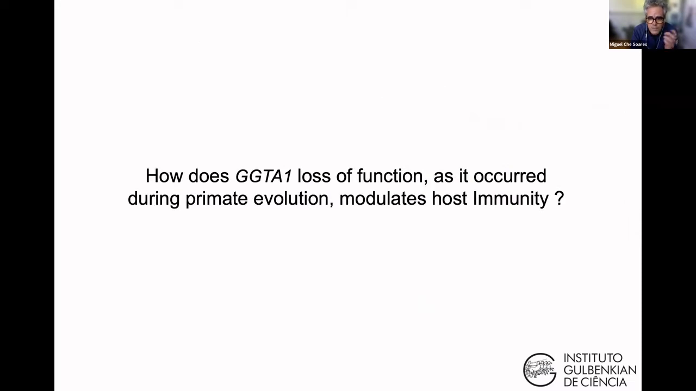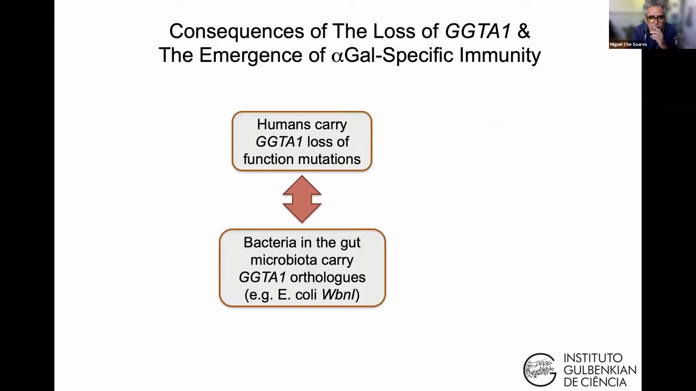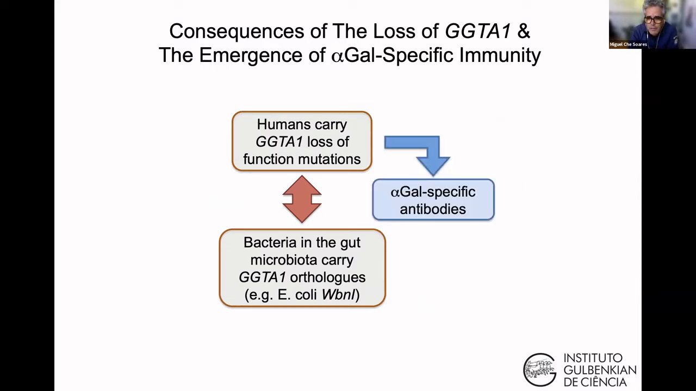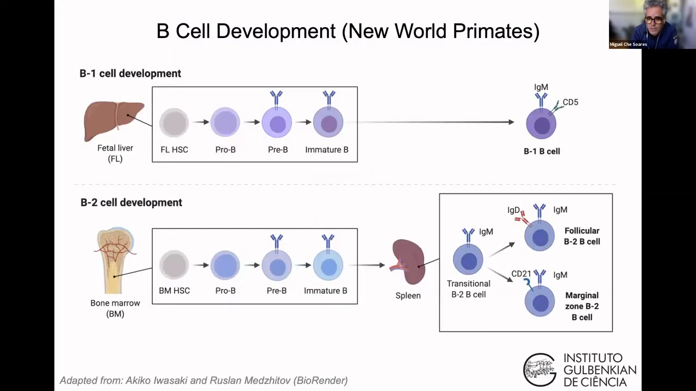So how did this loss of function, as it occurred in primate evolution, modulate host immunity? We're going to be more specific now. We're going to talk about humans that carry loss of function mutations in this gene, and specific bacteria that now carry homologs, orthologs of this gene, and can actually express the glycan alpha-gal. But humans have anti-alpha-gal specific antibodies, and so this will have implications.